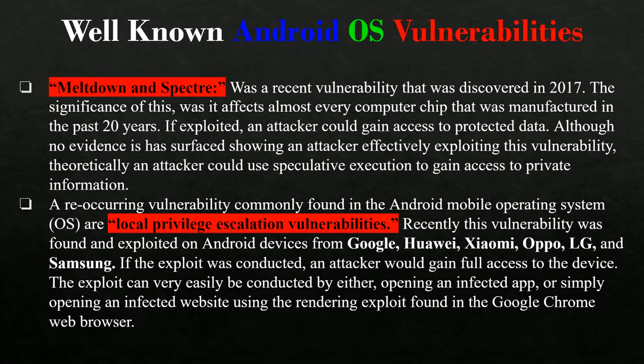This also leads into another very, very common exploit found on Android. It's called local privilege escalation. This was recently found in some big suppliers such as Google, Huawei, Xiaomi, Oppo, LG, and Samsung. Similar to Meltdown Inspector, they would get full access to your Android device, except this one was much easier to carry out, because all you have to do is infect an app, or simply there's a bug.